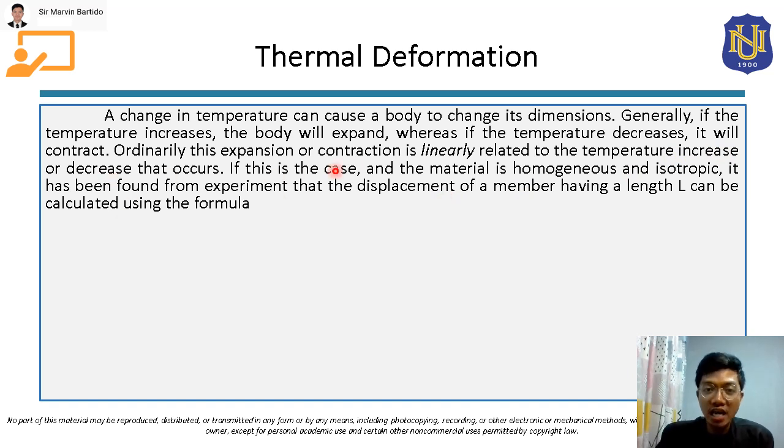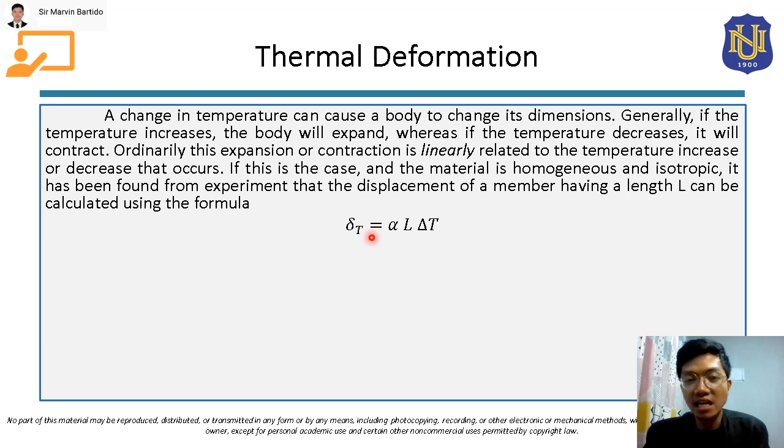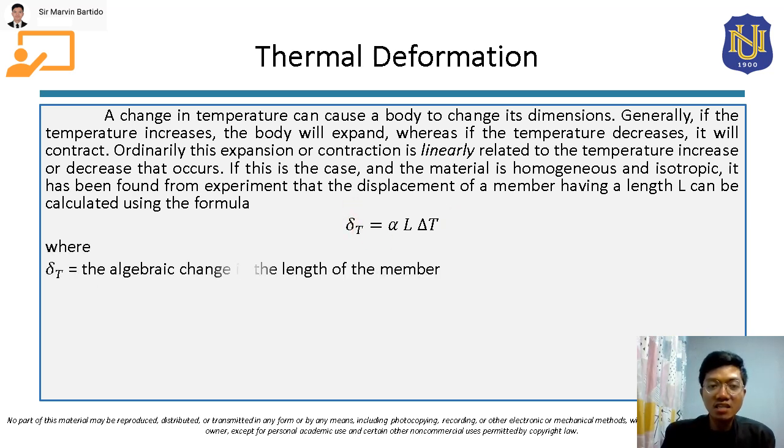So if this is the case and the material is homogeneous and isotropic, it has been found from experiment that the displacement of a member having a length L can be calculated using the formula delta T is equal to alpha times L times increment of T. In this case, class, this delta T is the algebraic change in the length of the member. So this is the change in the length of the member due to the change in temperature, or simply the thermal deformation.